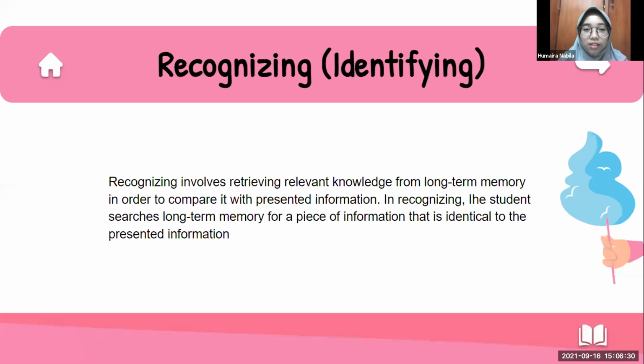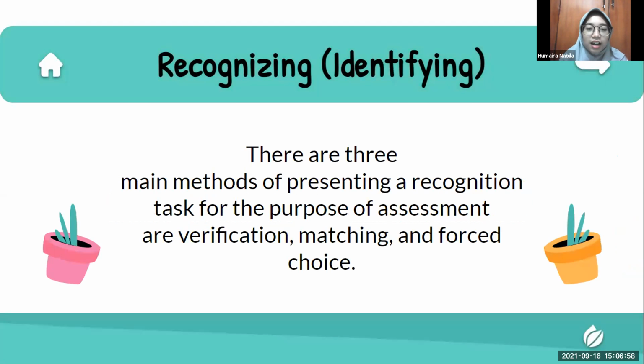The first cognitive process in remembering is recognizing, or identifying. Recognizing involves retrieving relevant knowledge from long-term memory in order to compare it with present information. In recognizing, the student searches long-term memory for a piece of information that is identical to the present information. Next. There are 3 main methods of presenting a recognition task for the purpose of assessment: verification, matching, and forced choice.